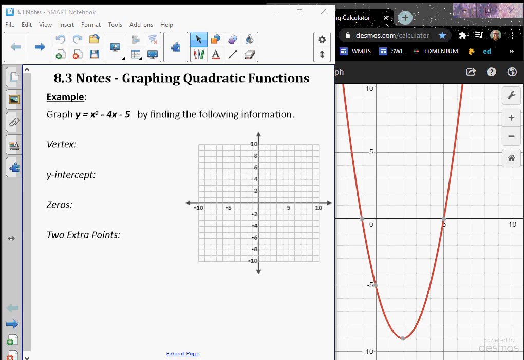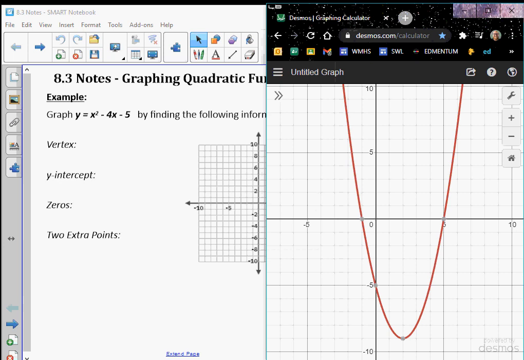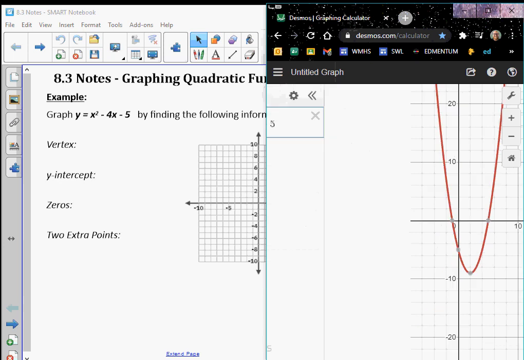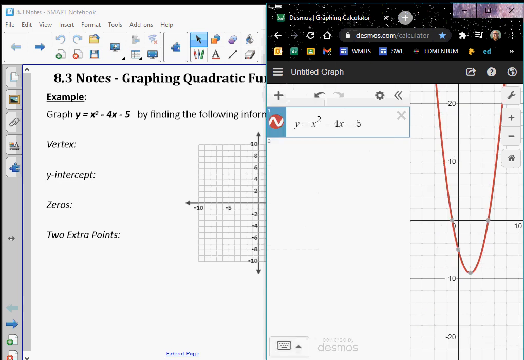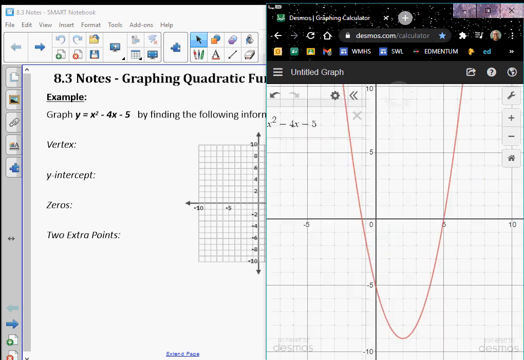I have already in Desmos gone ahead and typed in the equation that I want to graph: y equals x squared minus 4x minus 5. I type that in, and I'm going to move it out of the way so we've got a bigger picture here. Anytime we're graphing a quadratic, there are some key points that we want to focus on.